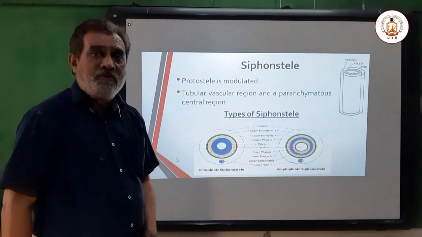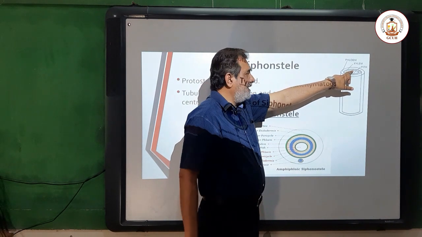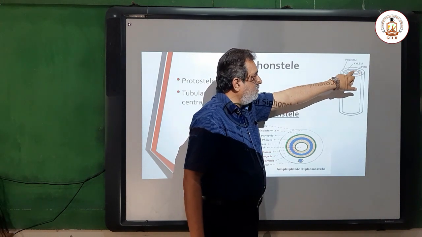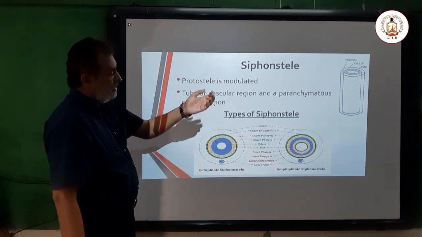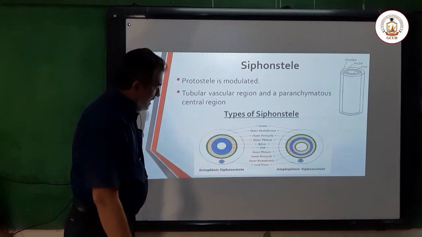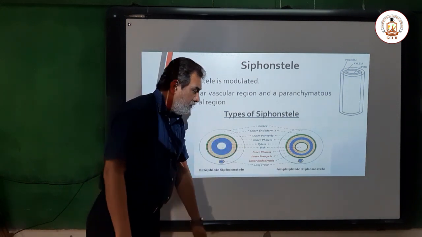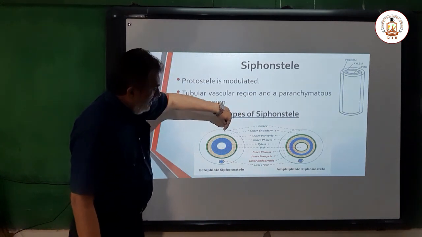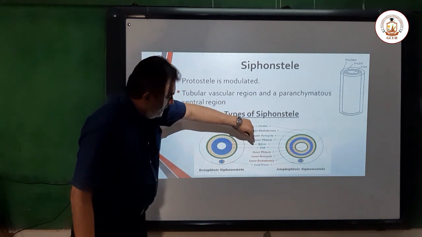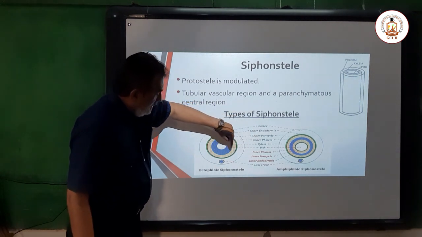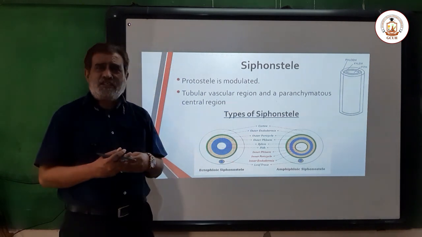Now come to another type, which is the siphonostele. The siphonostele has pith, xylem, and maybe phloem. You will see in the next slides the xylem or phloem present around it. The same is written here: a tubular vascular region around the central pith, the type of siphonostele, with ectophloic siphonostele or amphiphloic siphonostele. You can see the cortex here, the outer endodermis, then the outer pericycle, then the outer phloem, then the xylem, and after that the pith. Very simple.